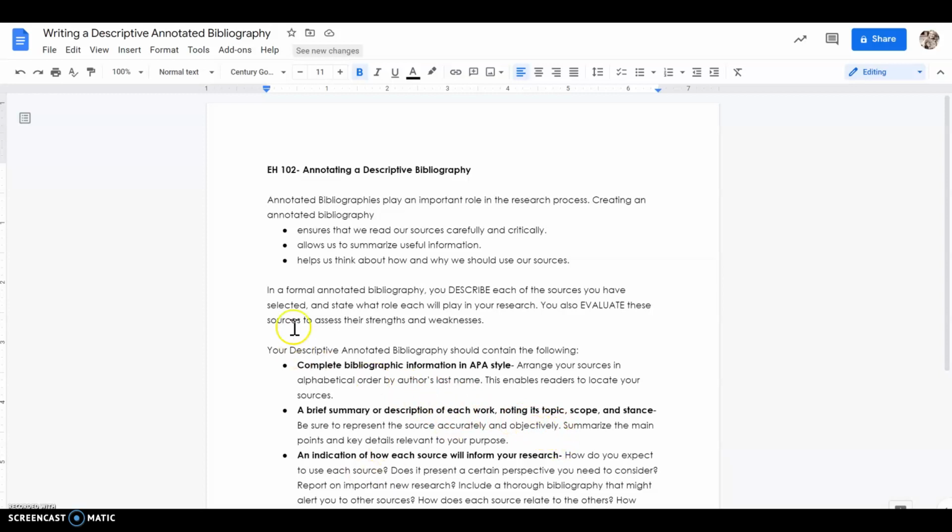Just like we have talked about in academic writing, you're going to summarize your main points and key details that are relevant to your purpose.